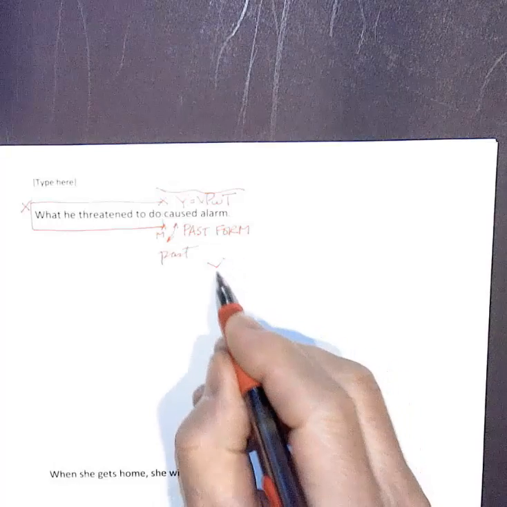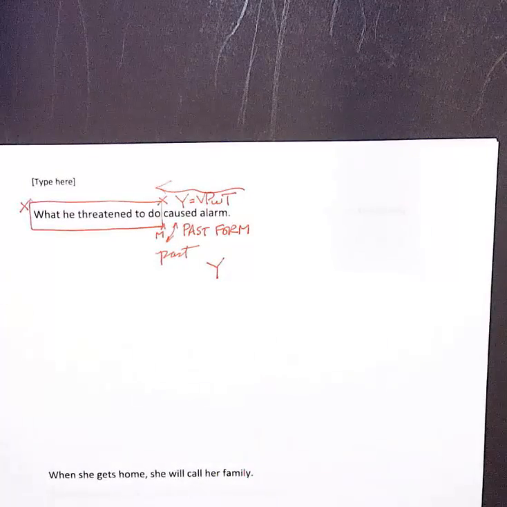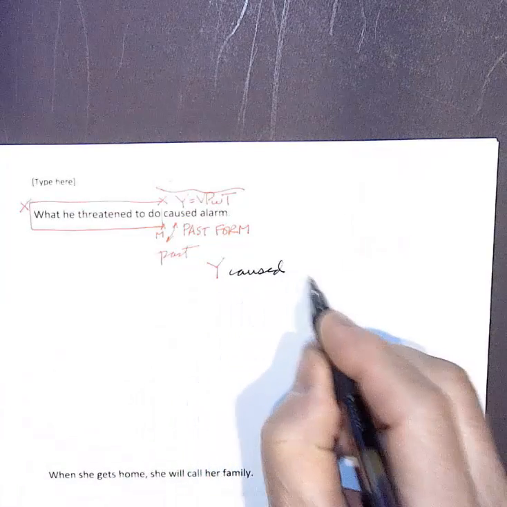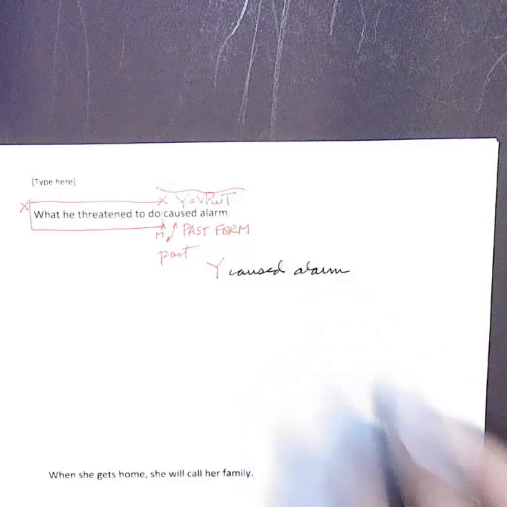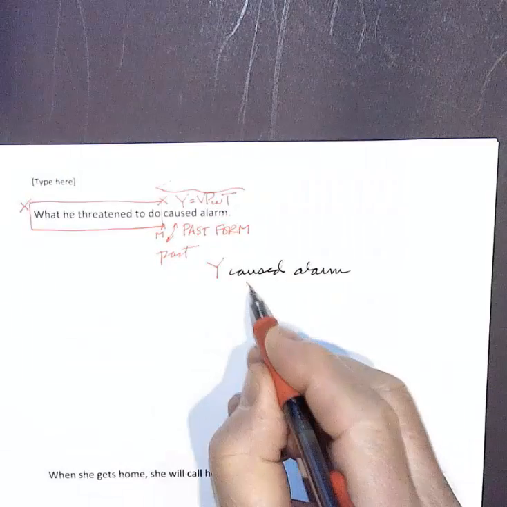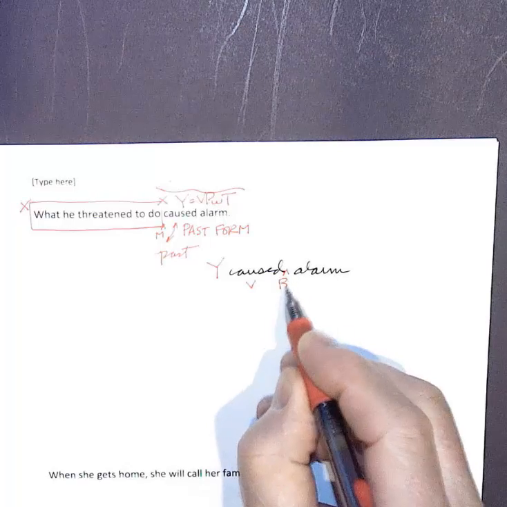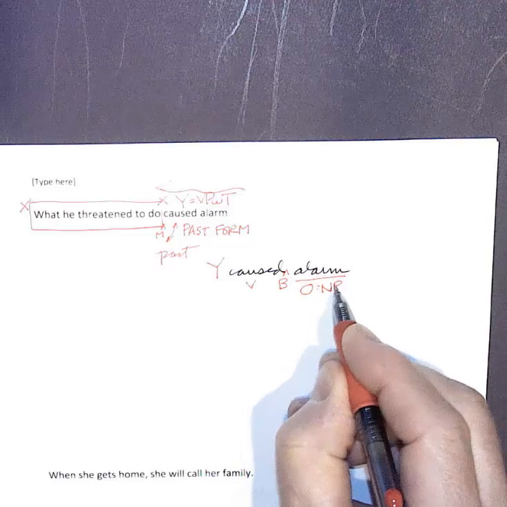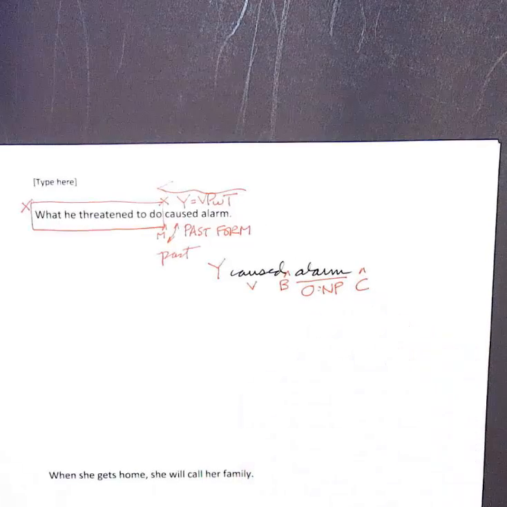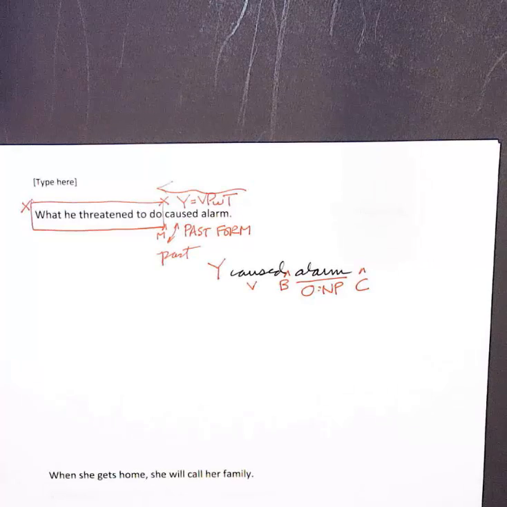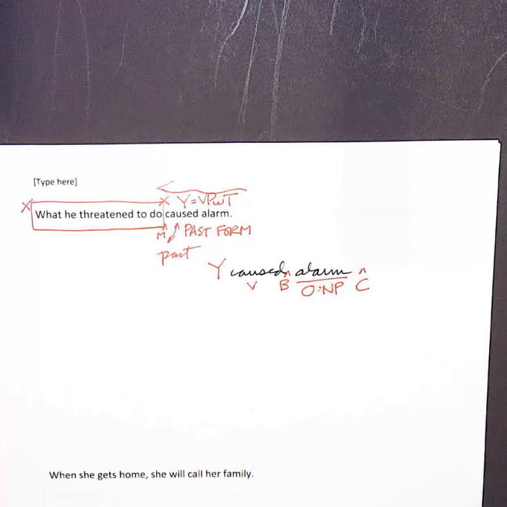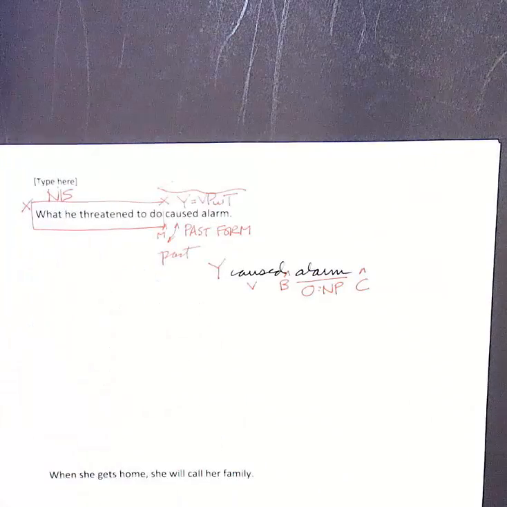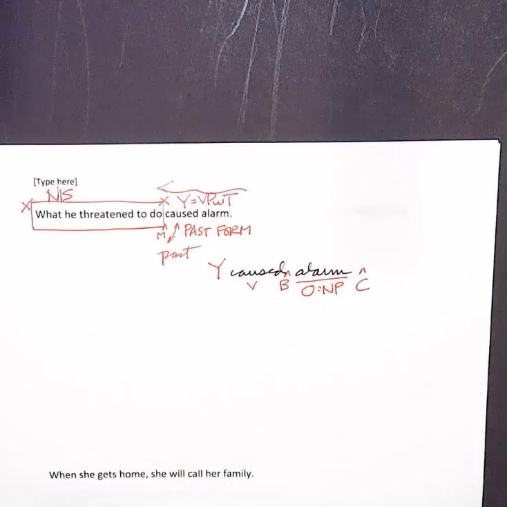Let's rewrite our Y. Caused alarm. And caused is the verb. The particle place is empty. Alarm is the object. It's a noun phrase. And the complement place is empty. I think I forgot the complement on our last sentence. Now, what he threatened to do is a nominal included sentence. It's in the subject place. So let me rewrite that.